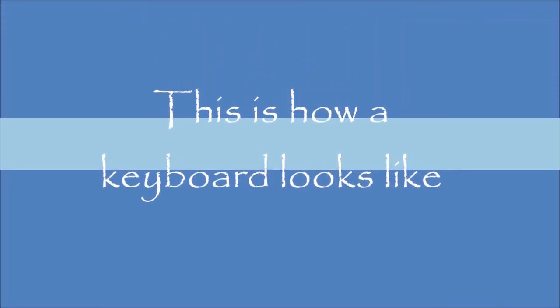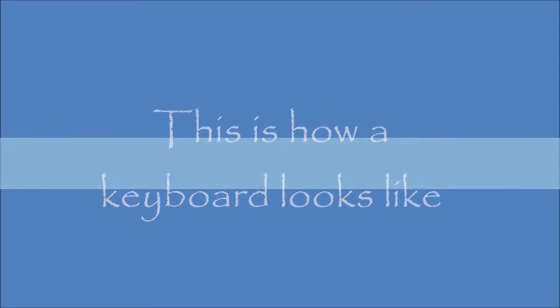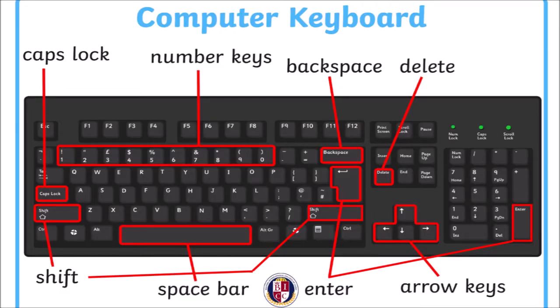Let's explore the keyboard buttons. This is how a keyboard looks like. We're gonna start up from the left side. We have caps lock key, we have number keys, we have backspace, delete, shift, space bar, enter, and arrow keys. We have two shift buttons and two enter buttons.